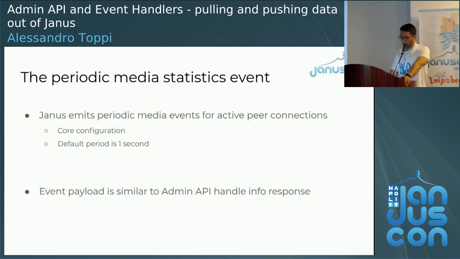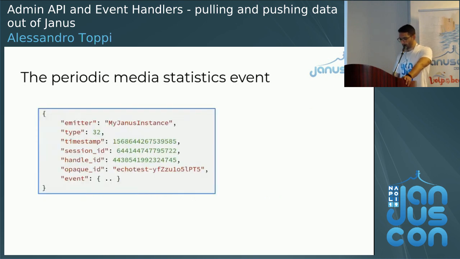Then we have another particular kind of event that is the periodic media statistics event. It's very important because it's an event automatically emitted by Janus core for active peer connections, by default every second, and it has some very useful information about the status of an active peer connection. The payload is very similar to the admin API info response, at least the part about the media statistics.